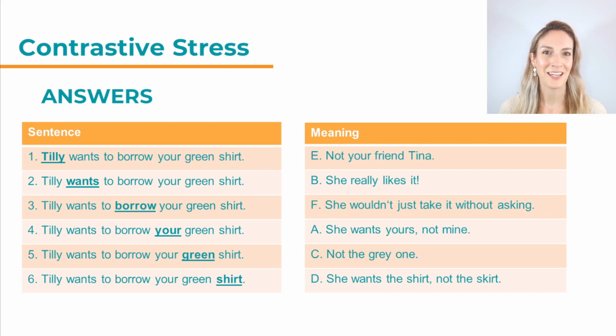Here are the answers again, just in case, because I think spaghetti lines are a little bit difficult to see. So here you have the meaning of the sentence right next to the sentence. So Tilly wants to borrow your green shirt, and then on the right you can see not your friend Tina. So if you want to have a read over them again, maybe also read the sentences out loud and copy the contrastive stress. Pause the video so you can quickly do that on your own. That would be really good practice.